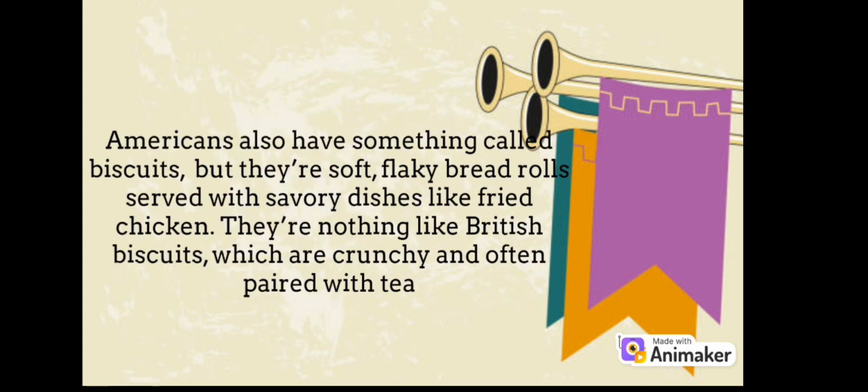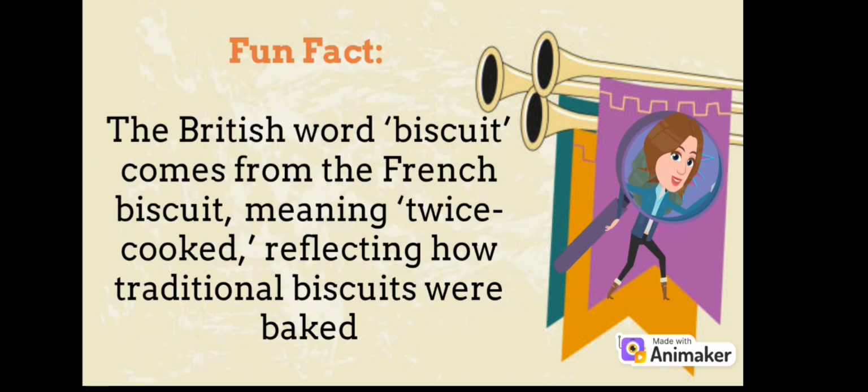Now, here's where things get funny. Americans also have something called biscuits, but they're soft, flaky bread rolls served with savory dishes like fried chicken. They're nothing like British biscuits, which are crunchy and often paired with tea. The British word biscuit comes from the French biscuit, meaning twice cooked, reflecting how traditional biscuits were baked.